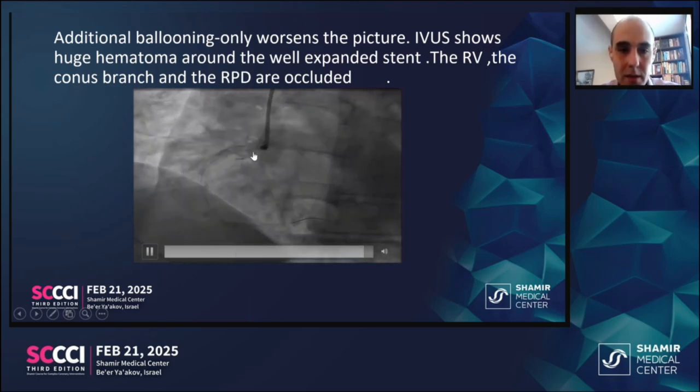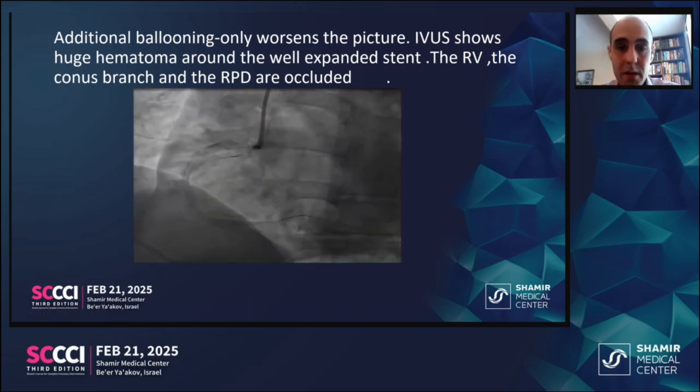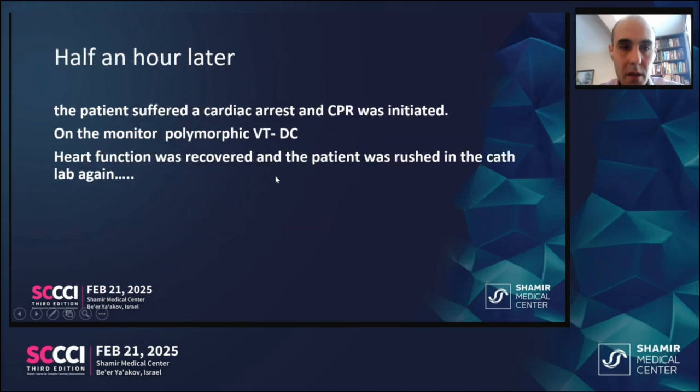So this was late in the evening, maybe 9 o'clock. This was our 9th case in 2 days. So we decided to stop here. We sent the patient to the ICU. He kept complaining, very interestingly, of continuous non-stop hiccups. But the ECG was normal. He had mild chest pain. His ejection fraction was preserved. No pericardial effusion. So I said, let's go. Let's finish the course and go home. But half an hour later, the patient suffered sudden cardiac arrest. CPR was initiated. I was still there.